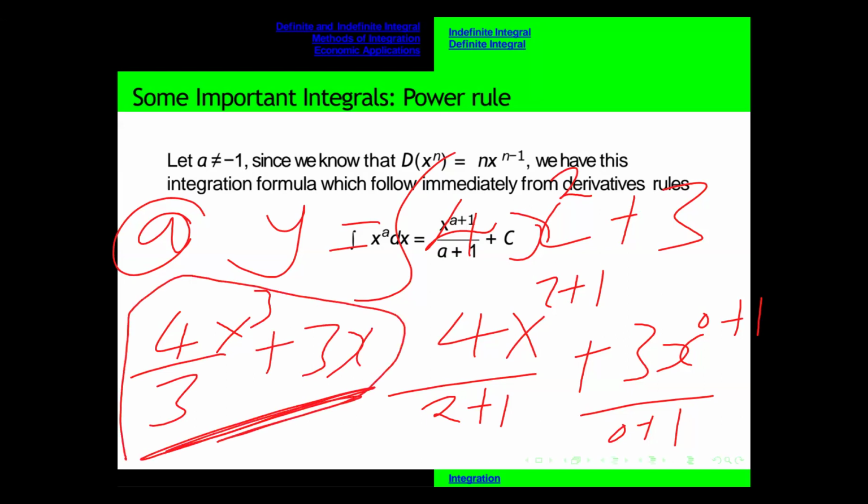Then plus c, the constant, isn't it? Yeah, you add c, the constant. That's the first example.